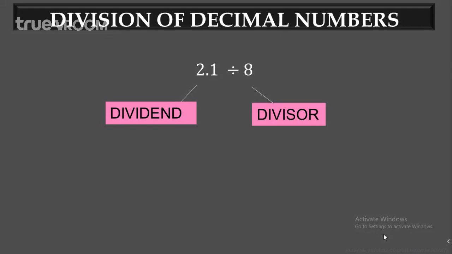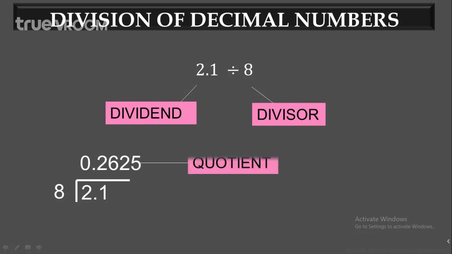Divisor. All right, so if you are going to divide 2.1 by 8, in this long method, this is the symbol for division as well. Your dividend should be inside this symbol, and your divisor should be outside. And your answer, we call it the quotient. Everybody say quotient.